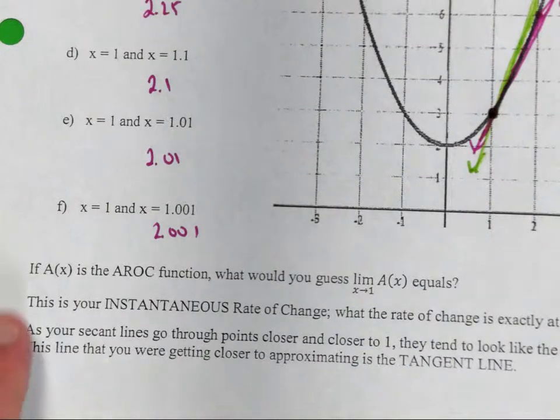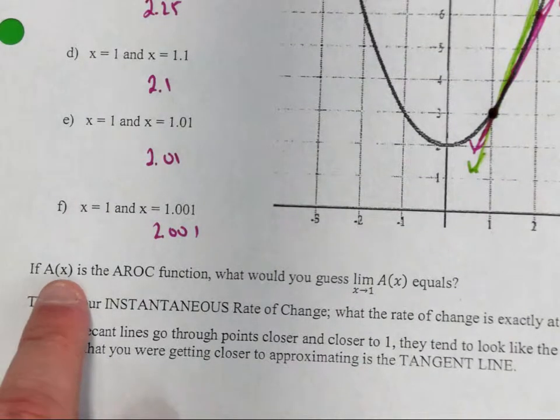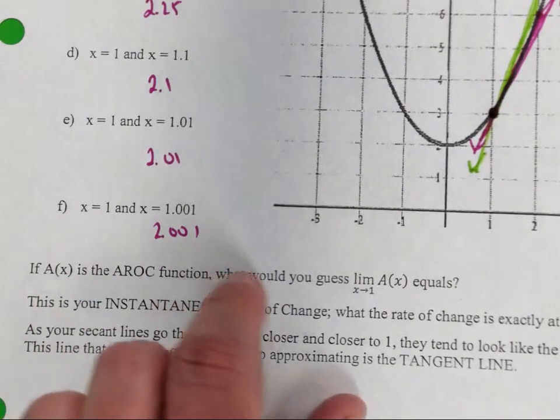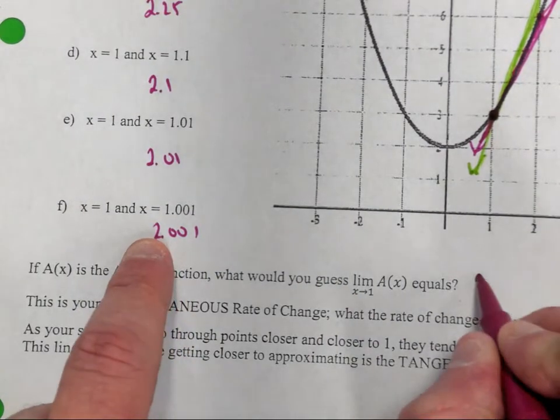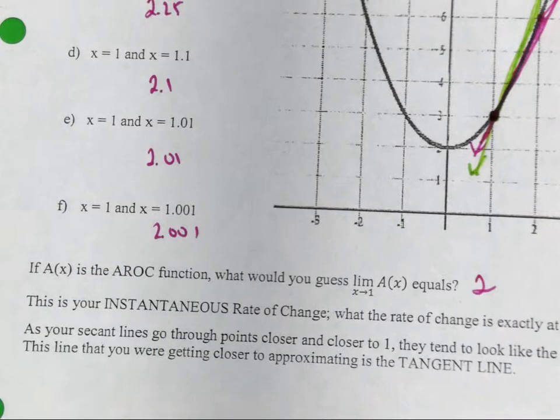Yes, really close together. It says if A-rock is the average rate of change function, what would you guess the limit is if x approaches 1? We just found it. It's going to be equal to what? 2. Okay, guess what this is called? Instantaneous rate of change. I-rock. A-rock is the average rate of change between two set points. If you want to know what's going on in that instance, right there at 1, that's called I-rock. And that's your derivative, okay?